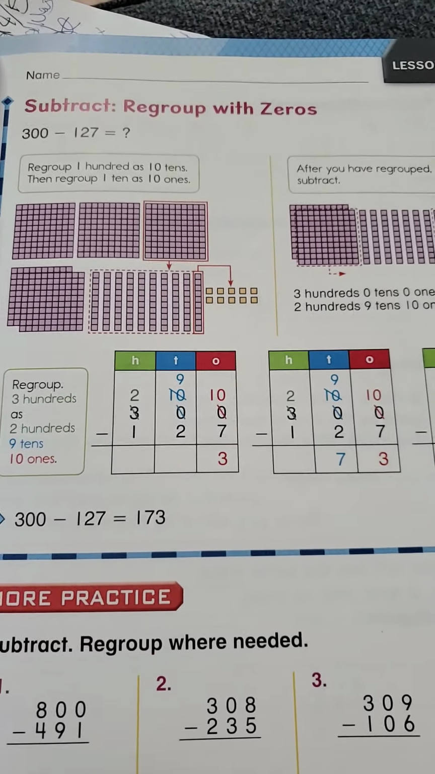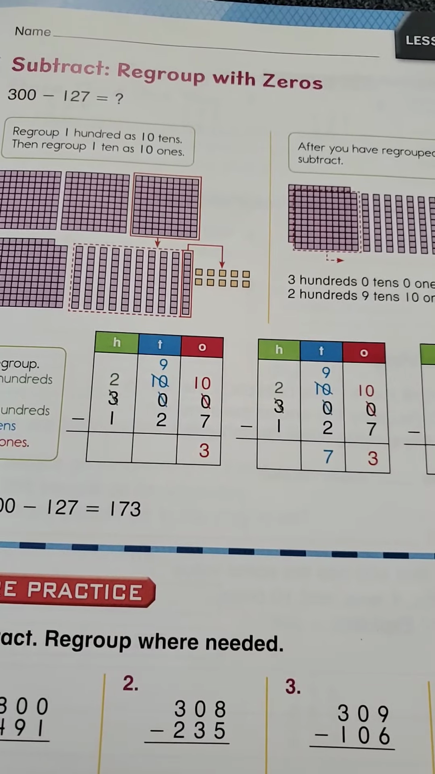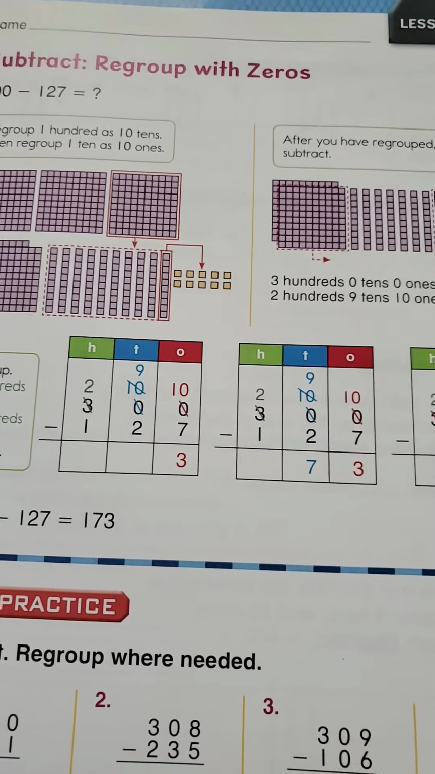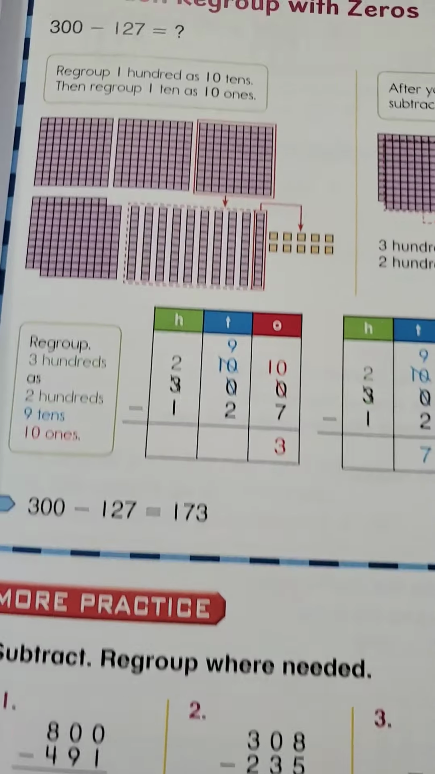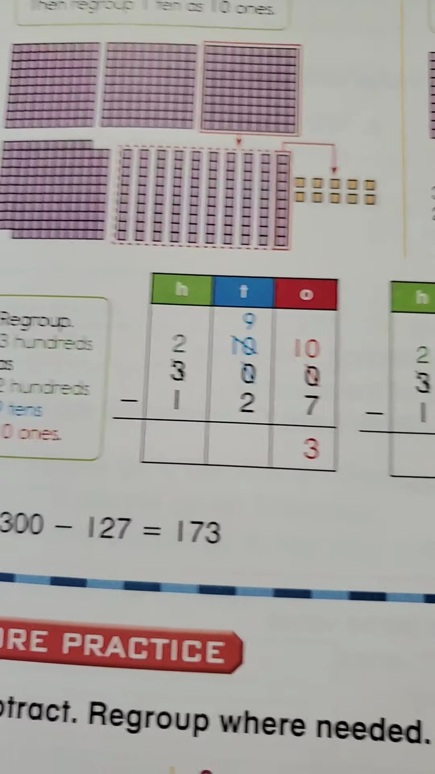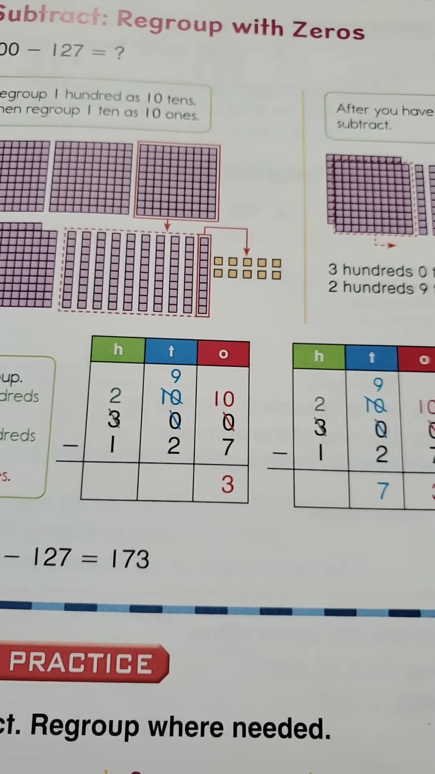Okay, so today you're going to subtract and regroup with zeros. What you're going to learn is that when you have nothing, you obviously have to make that number bigger, right? And zero is nothing. So if we look at the number 300 minus 127 here, we're going to follow the same thing we always do.